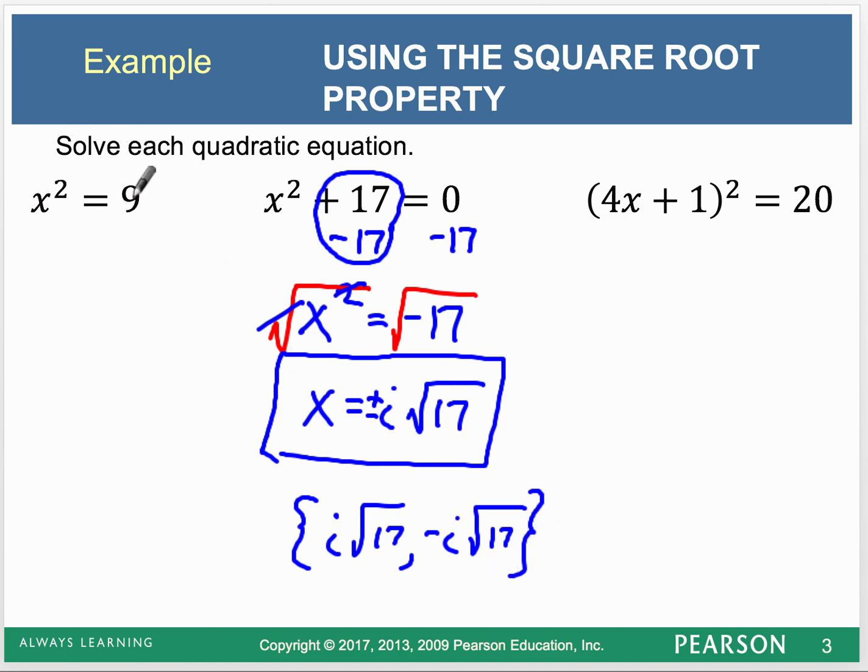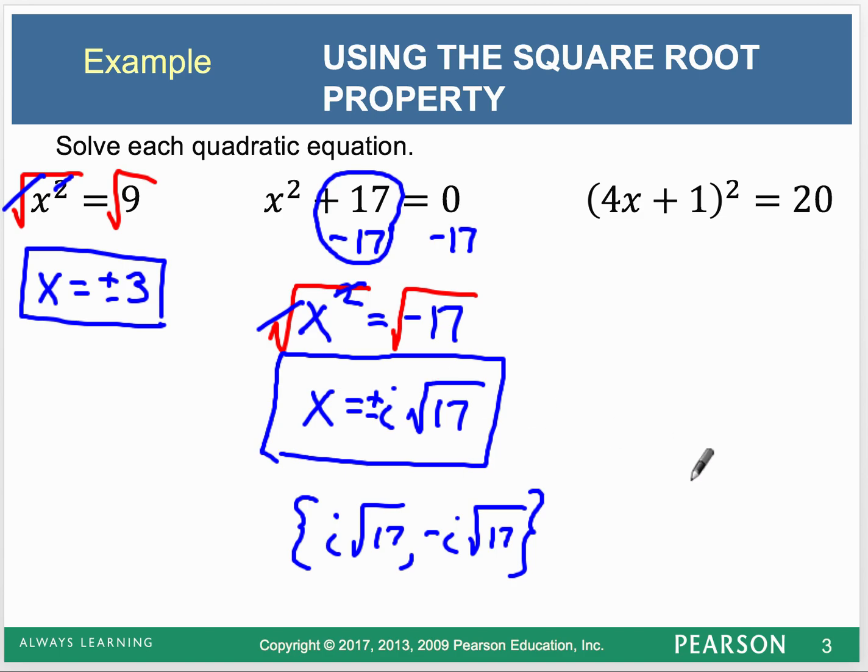Here's another, and I can use the square root method on it because it doesn't have that linear term. So I've isolated the square, okay, and then you take the square root of both sides. That means this square and that square root will undo each other, just leaving an x. Anytime you do the square root of a number, don't forget your first step, plus or minus. And then square root of 9 is 3.